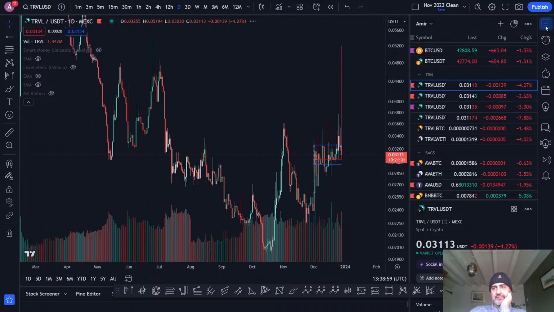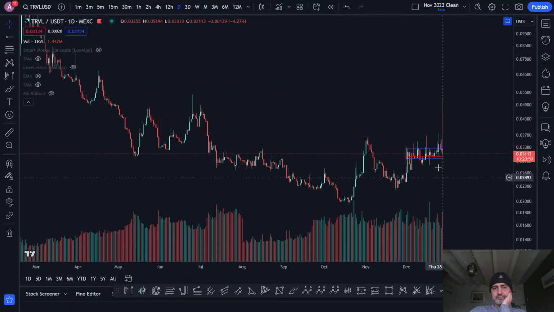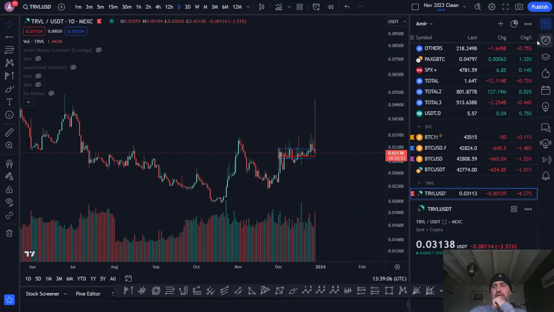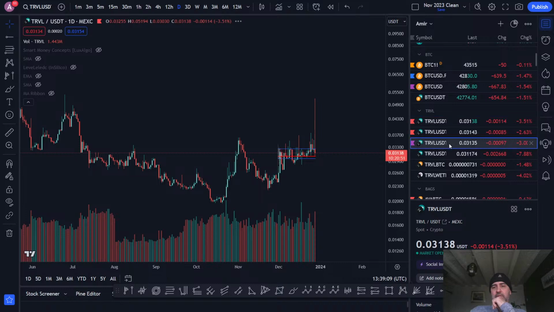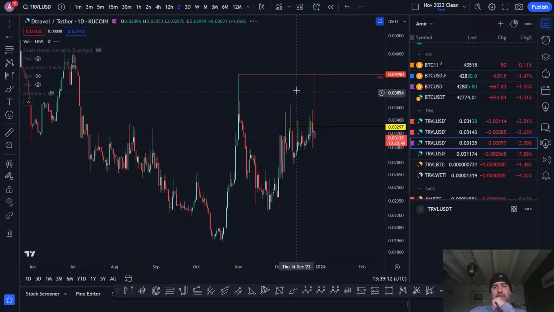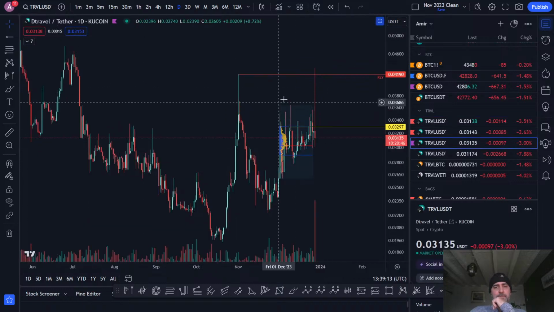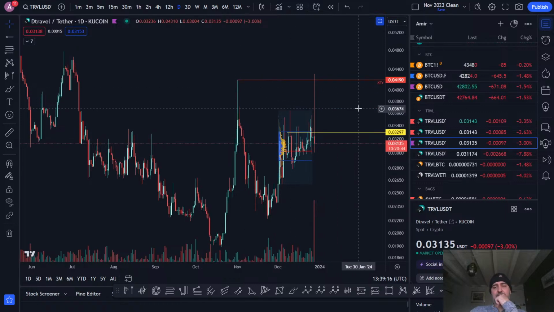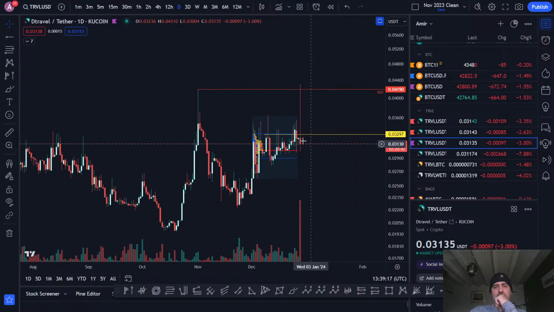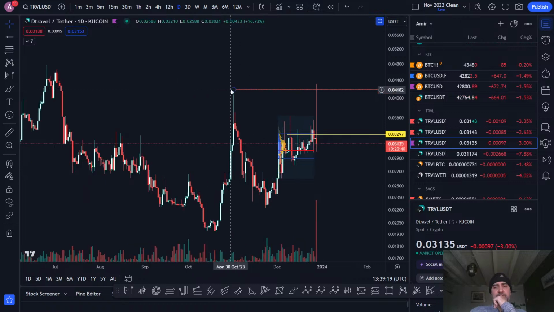We've taken liquidity from the highs. Actually, on MEXC we haven't taken liquidity from that high there, but I think on KuCoin we have. Yeah, see, I even marked it out as key, huh? So on KuCoin we took the liquidity from there.